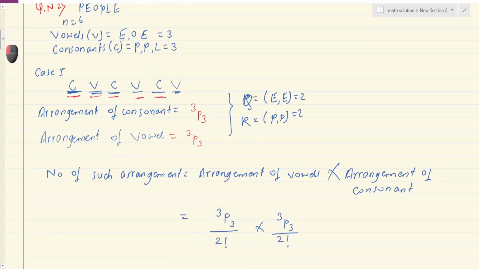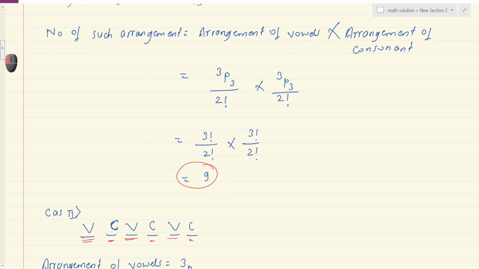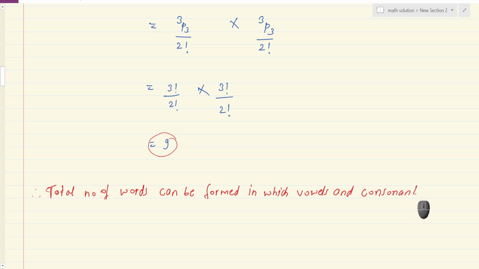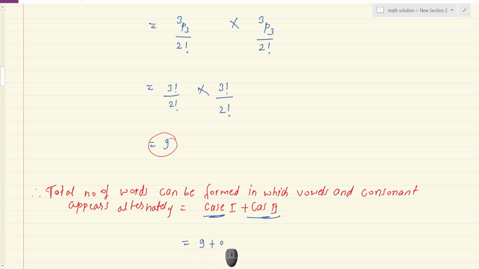So finally, in case 1 we got 9, and in case 2 we got 9 such numbers. Therefore, the total number of words that can be formed in which vowels and consonants appear alternately equals case 1 plus case 2. That is 9 in case 1 plus 9, so 18. So 18 such words can be formed in the alternate case.